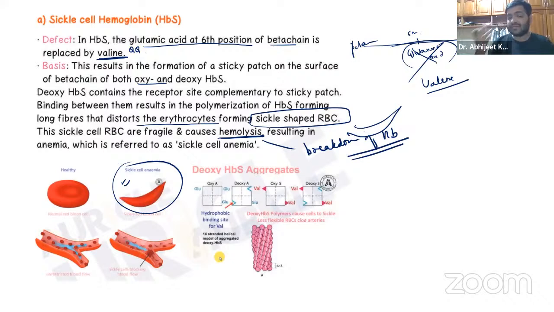And that results in anemia. Obviously, hemoglobin is decreasing, so these patients of sickle cell hemoglobin have anemia. That is referred to as sickle cell anemia. Anemia means low levels of hemoglobin. Obviously, the hemoglobin here is lysed, or breaking down. So that is something you have to remember.